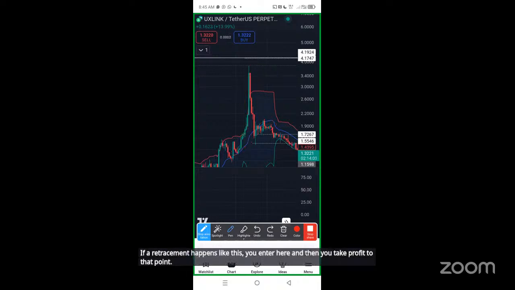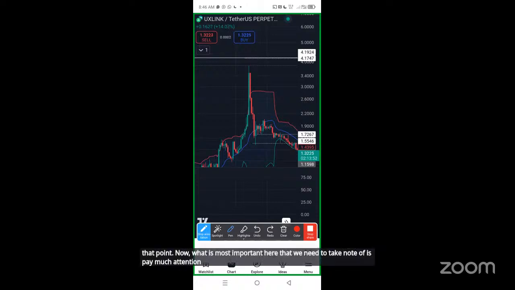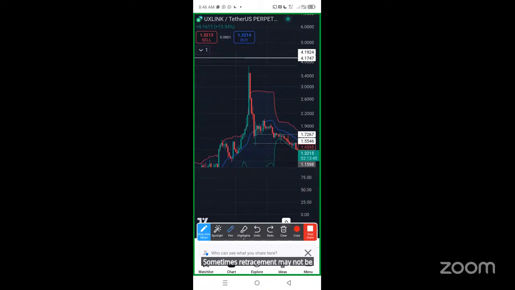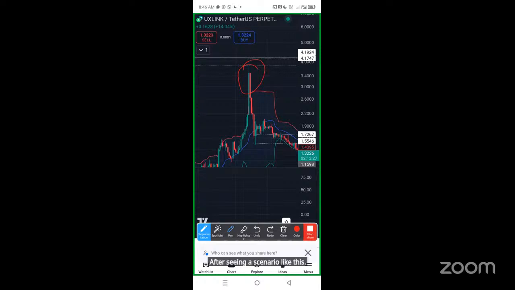Now, what is most important here that we need to take note of is to pay much attention to what happens when the market price is retracing. Sometimes a retracement may not be an actual retracement, it may be a reversal. Because of the high volatility of the market at that time, sometimes this retracement may not be exactly at the middle line. Sometimes it tends to dip slightly. So if you are using a preset price, after seeing a scenario like this, you could wait and set your entry point at the middle line.